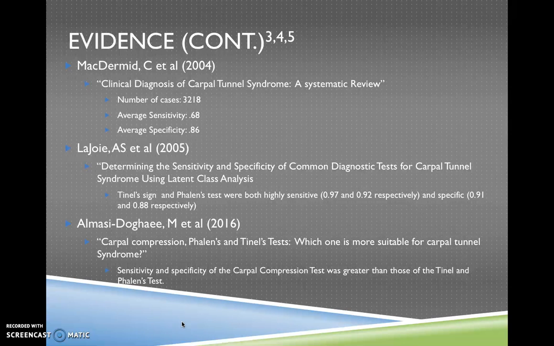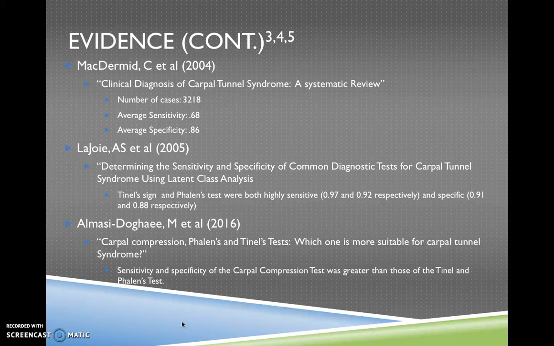Another interesting study by LaJoie et al. in 2015 used latent class analysis to account for errors that can occur when comparing to a gold standard. It measured the Tinel sign, the Phalen's Test, and nerve conduction velocity test. The results of this study showed both Tinel's and Phalen's to be highly sensitive with scores of 0.97 and 0.92 respectively, and highly specific with scores of 0.91 and 0.88 respectively.